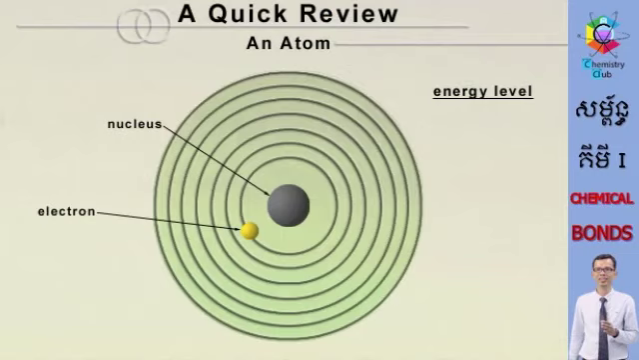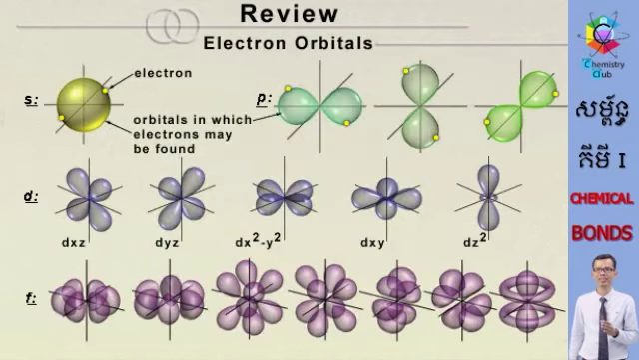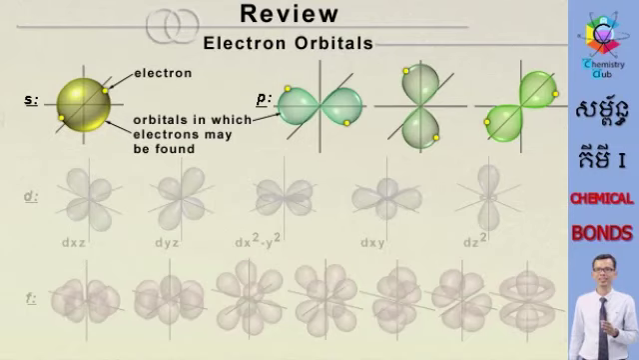A quick review of electron orbitals and electron configuration will be beneficial for an understanding of chemical bonding. Within atoms, electrons may be found in 7 energy levels. In each level, there are orbitals where electrons can be found. The letters S, P, D, and F represent orbitals. However, for the purposes of this review, only the S and P orbitals shall be discussed.